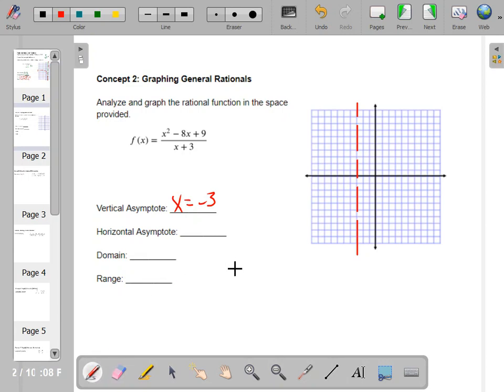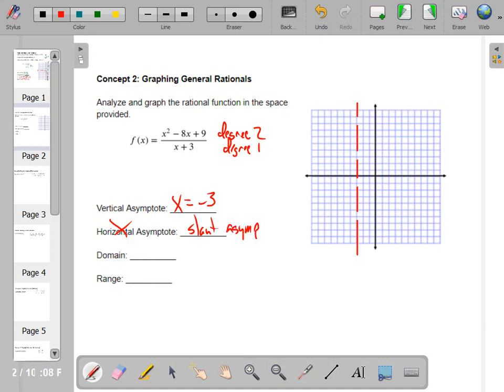The horizontal asymptote depends on the degree. Here, the degree of the numerator is degree 2, and the denominator is degree 1. So since the numerator is a higher degree, this actually doesn't have a horizontal asymptote. It has a slant asymptote.